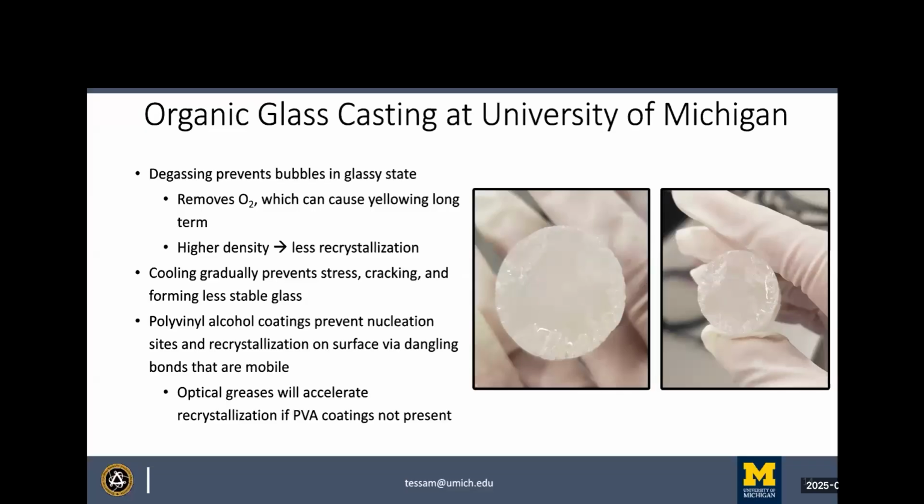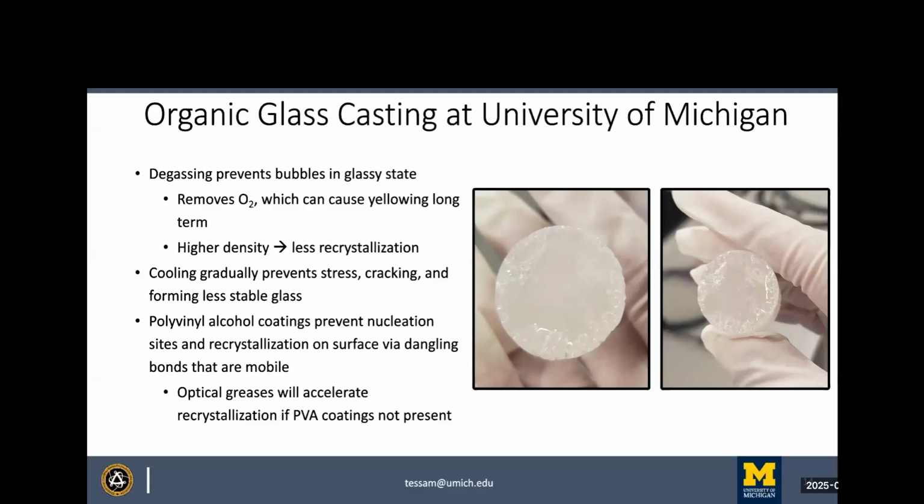And the higher density it is, with fewer nucleation sites, which an air bubble would be, the less likely it is to recrystallize. We cool it over 14 hours because that will prevent stress, cracking, and instability once it cools. The PVA coatings also prevent nucleation sites and recrystallization on the surface via mobile dangling bonds.